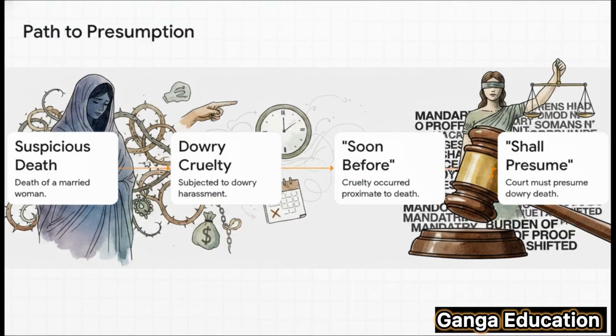This flowchart really highlights the critical difference. If the prosecution proves those foundational facts, a suspicious death, dowry-related cruelty, and that the cruelty happened soon before the death, then the court is legally bound to presume it was a dowry death. This immediately shifts the burden of proof onto the accused to prove their innocence.